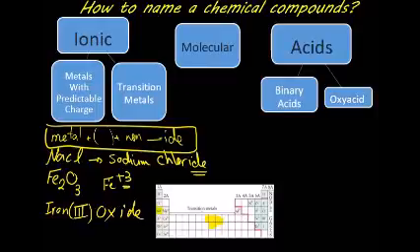So let's name molecular compound. For example, we will name NO2 and SCO. So these two compounds are molecular compound. Why? Because both elements come from the right side of the periodic table.